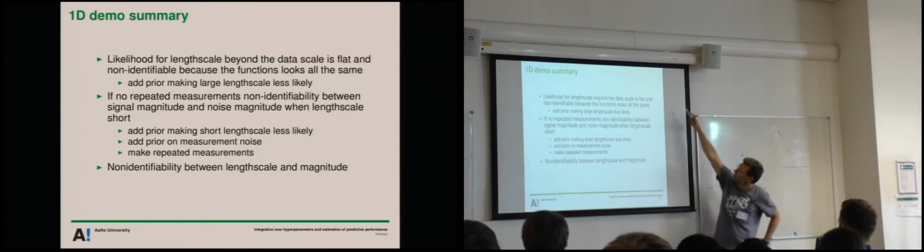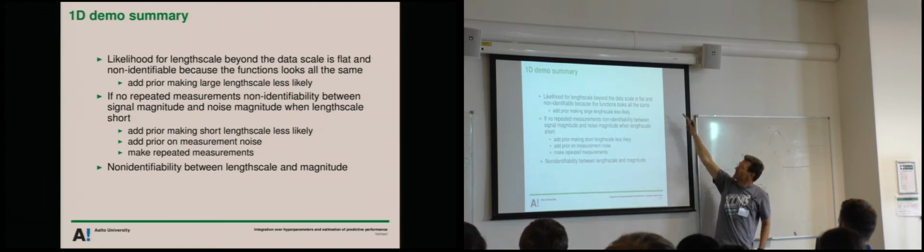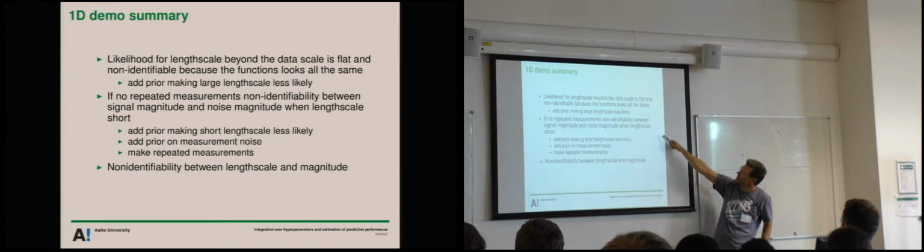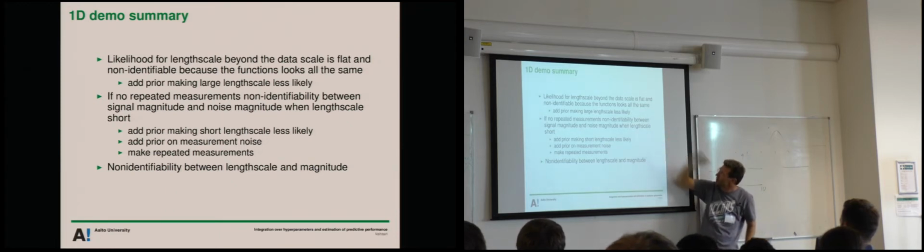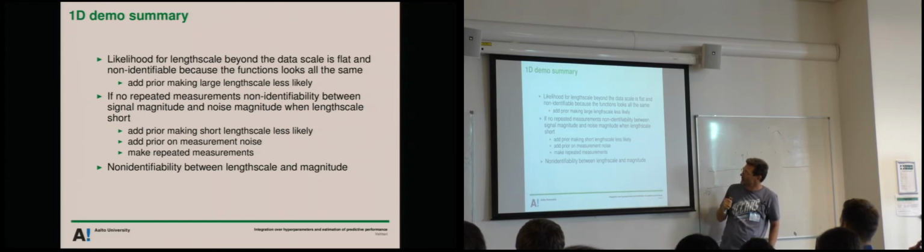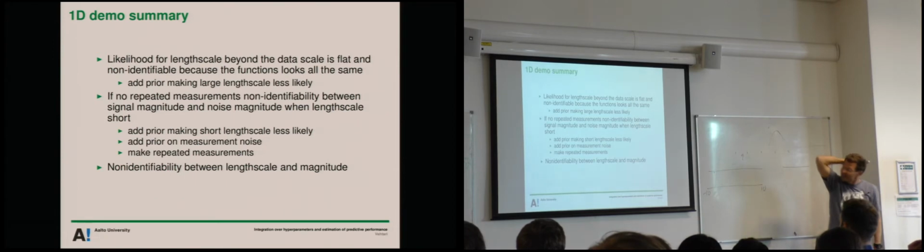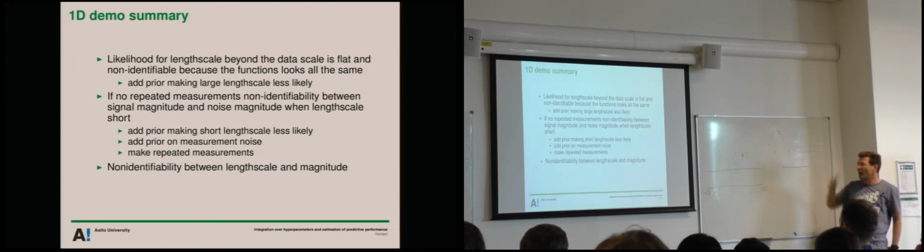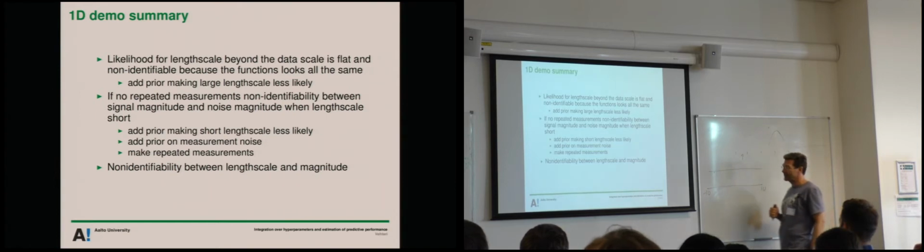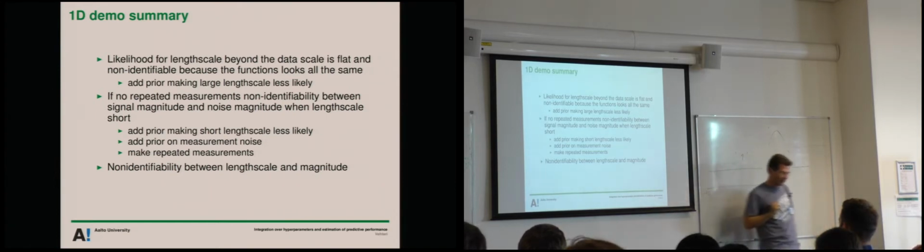So the summary was that the likelihood for the length scale beyond the data scale is flat because the functions look all the same. If no repeated measurements, we have non-identifiability between signal magnitude and noise magnitude. When length scale is short, we should have a prior making the short length scale less likely. We have also non-identifiability between length scale and magnitude, and the ratio of them actually is the one we can identify better and which affects how flexible a function we have.